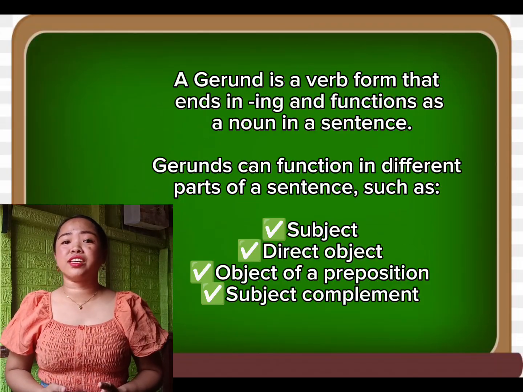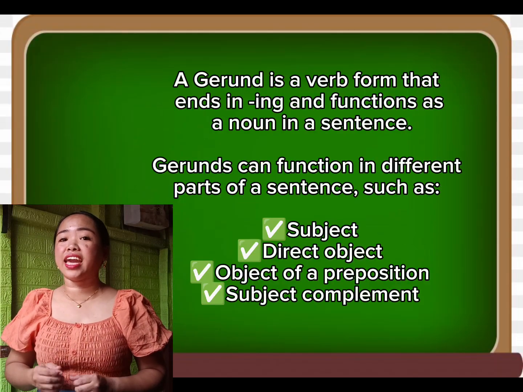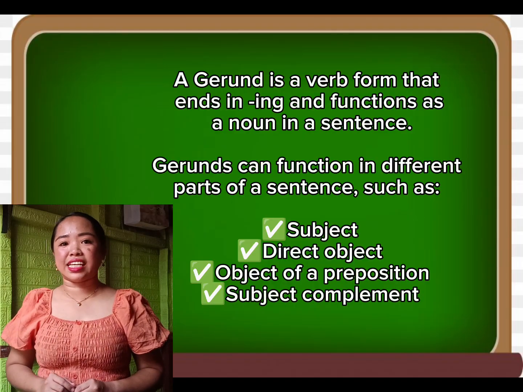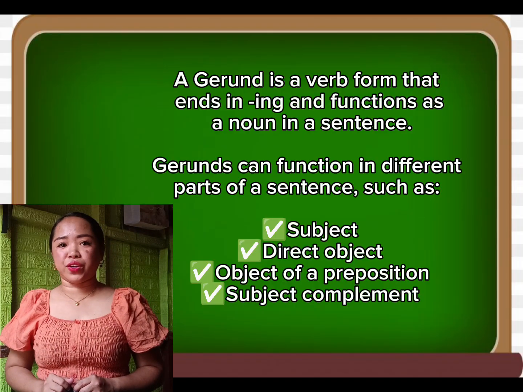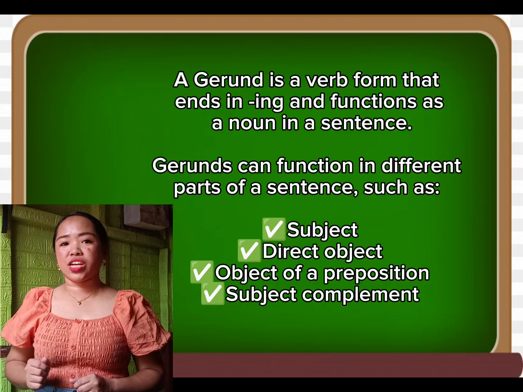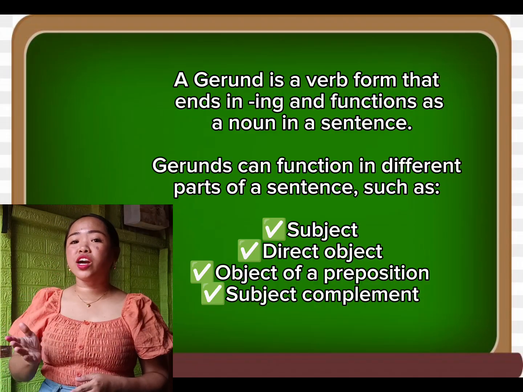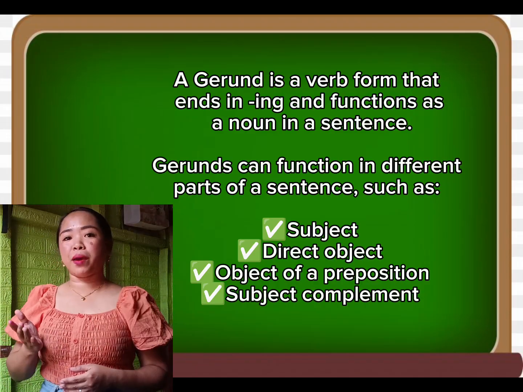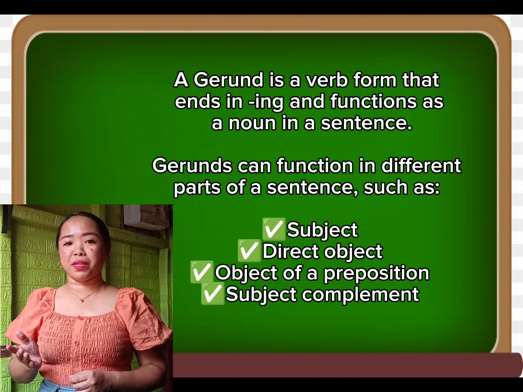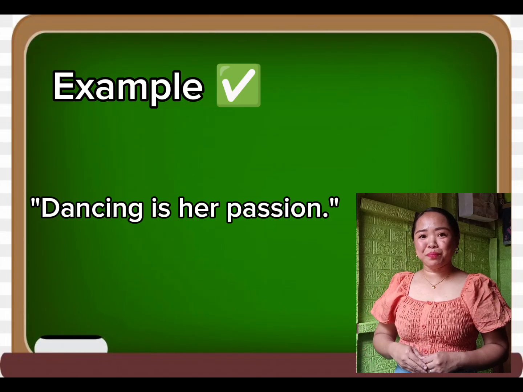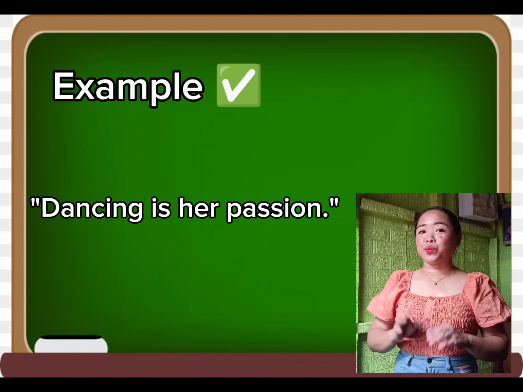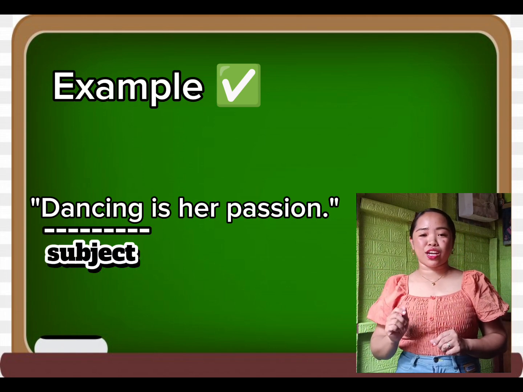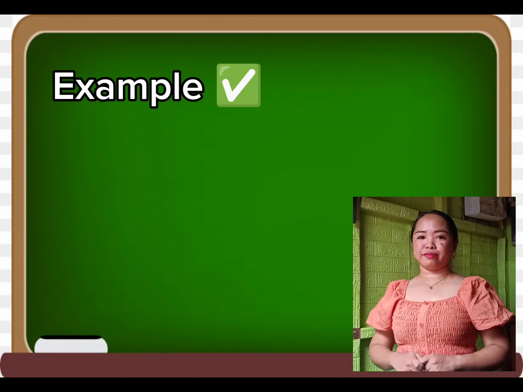A gerund is a verb form that ends in ing and functions as a noun in a sentence. Gerunds can function in different parts of a sentence, such as subject, direct object, object of a preposition, and subject complement. Example: dancing is her passion. So the word dancing is the subject of the sentence.